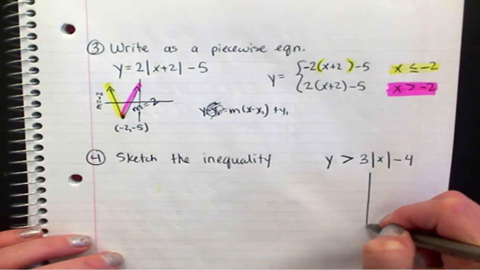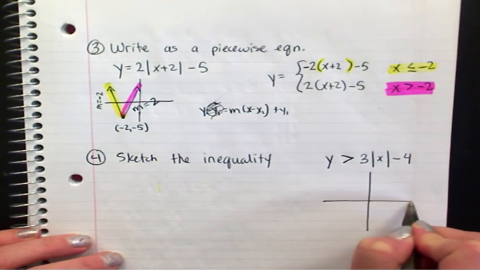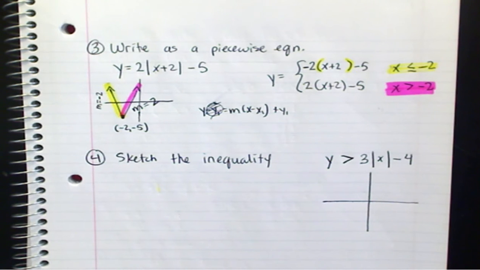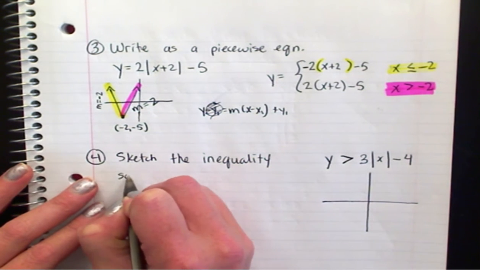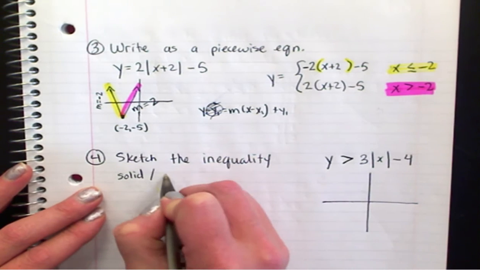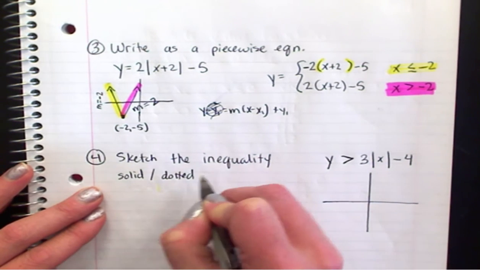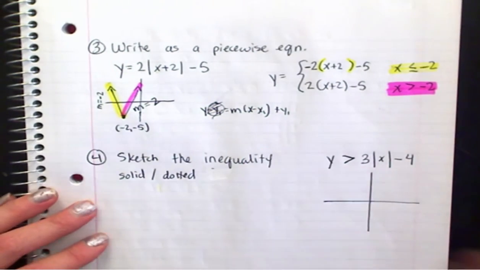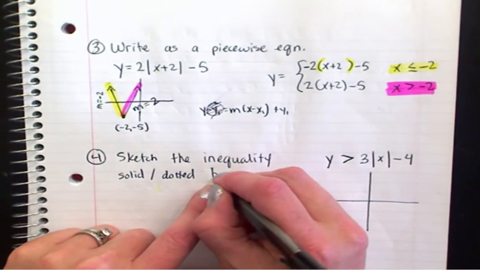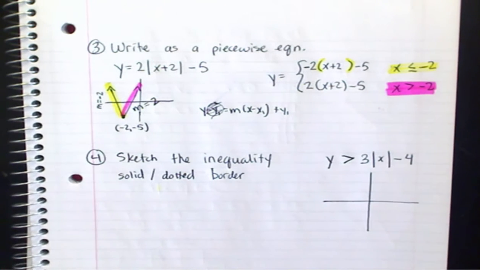Okay, so we're just going to put not to scale. Means you're only going to label like 1 or 2 points in about the right place. I'm going to put some review information up here just to get you thinking the right way. Solid versus dotted. And I'm going to call them borders because it's not really a line. It's absolute value. Solid or dotted borders.